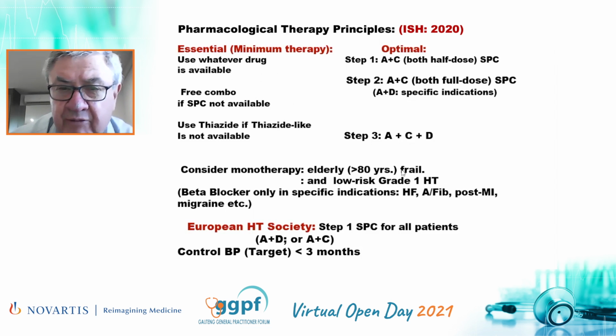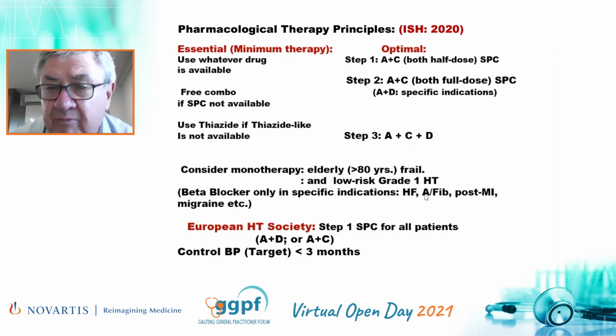Consider monotherapy, already spoke about it, old people. Beta blockers should not be used unless there's a specific indication. Hypertension plus heart failure, hypertension plus atrial fibrillation, hypertension plus post-MI, hypertension plus severe migraine, for instance. So there is a place for a beta blocker, but not as a first line. The European Society of Hypertension, step 1, single pill for all patients.